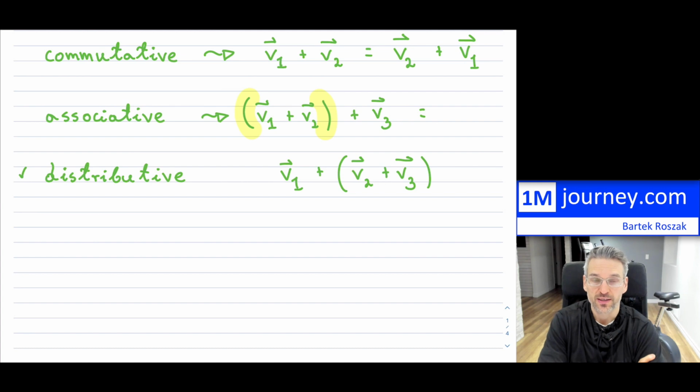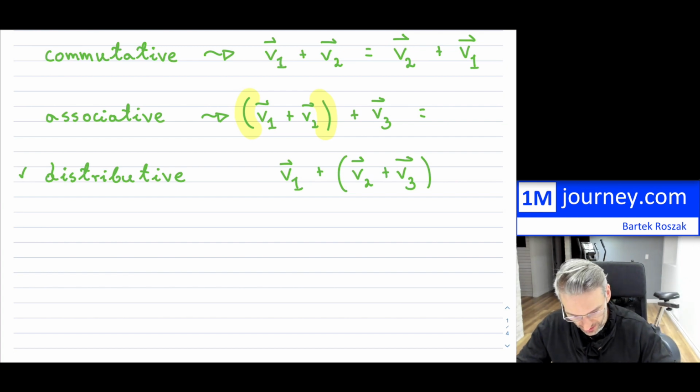Now, to show this in terms of the actual components of each, we would have to take V1 and break it down into its x, y, and z components. We'd have to do the same thing for your V2 vector and then the V3 vector. And then you would be doing the actual additions. And then you would notice that you would come up with this associative property. So it would follow exactly the same steps as the commutative property that I just did. And this is really important for us.